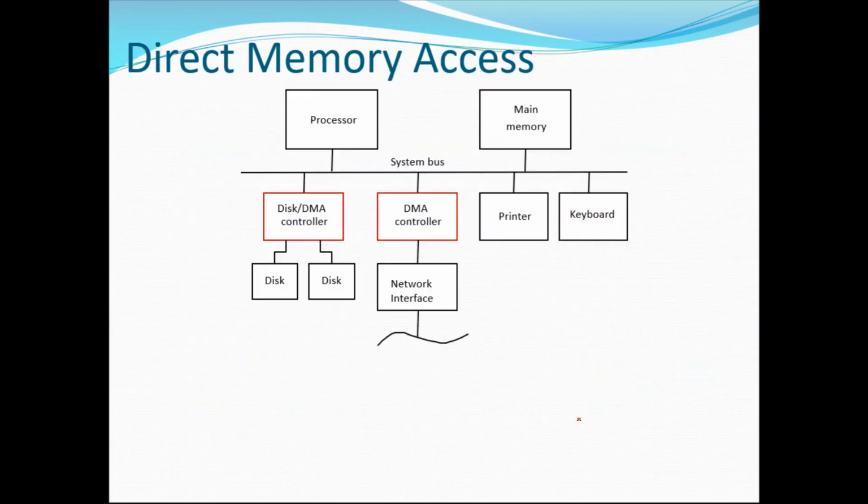This diagram shows the block diagram of where the DMA controller comes. This is the system bus, which includes the address bus, data bus, and control bus. Here we have the CPU or the processor, and here we have the main memory. Here you see there are two hard disks, and these two hard disks are controlled by one disk controller. This is not only a disk controller, but it is also a DMA controller.